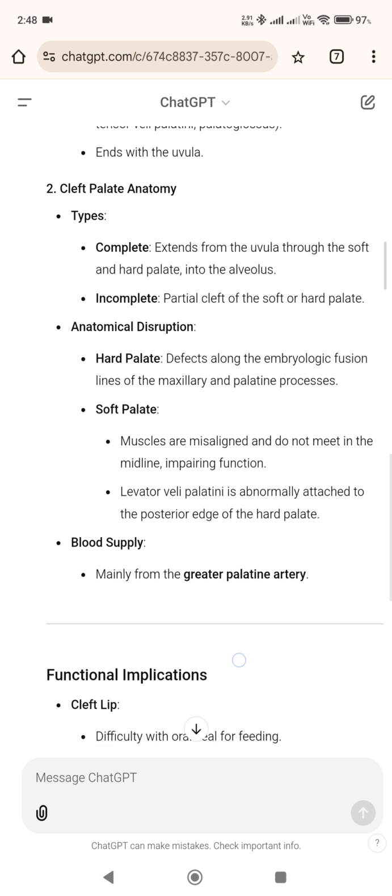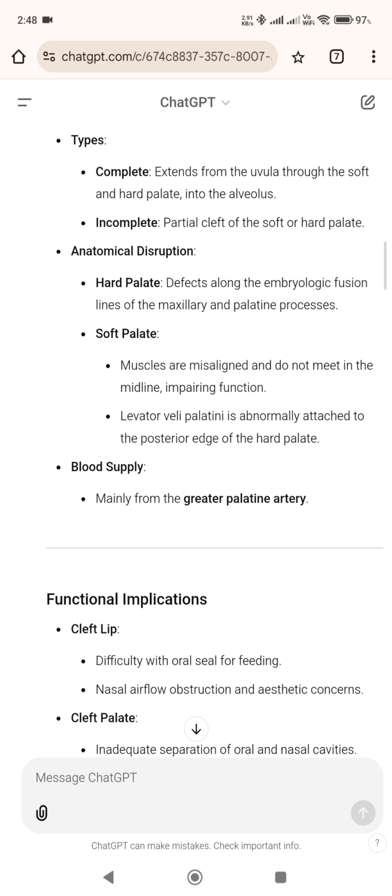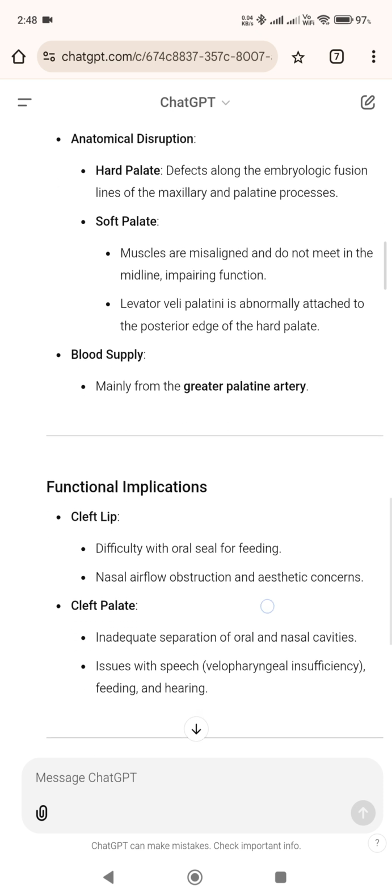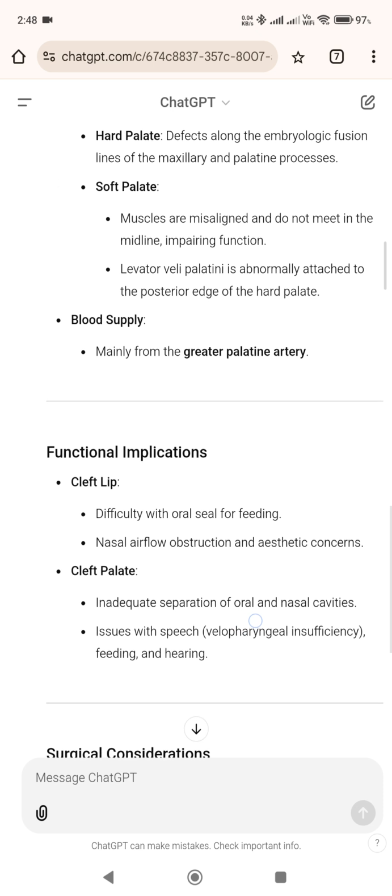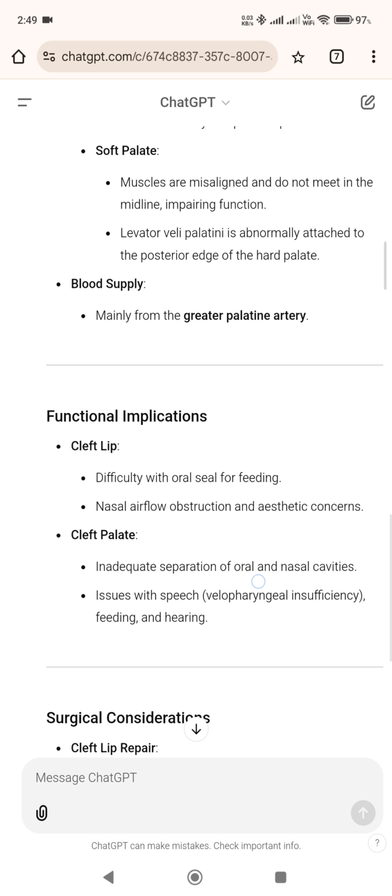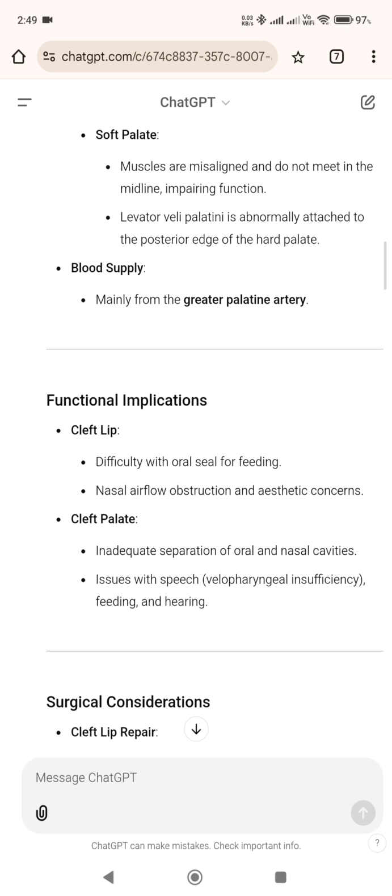Soft palate. Muscles are misaligned and do not meet in the midline, impairing function. Levator veli palatini is abnormally attached to the posterior edge of the hard palate. Blood supply. Mainly from the greater palatine artery.